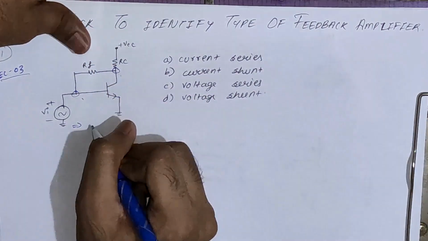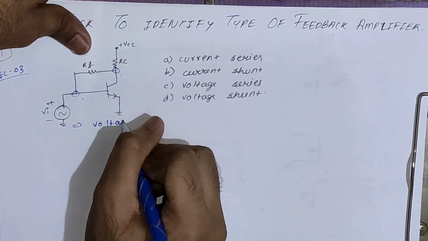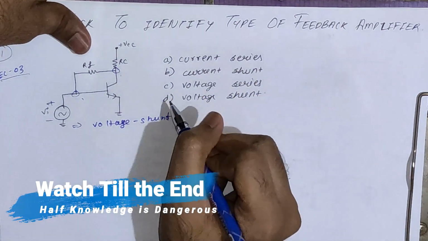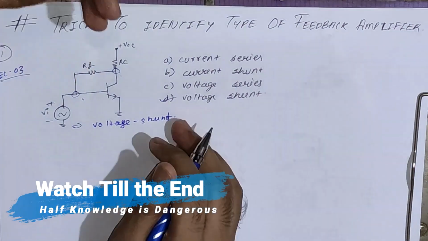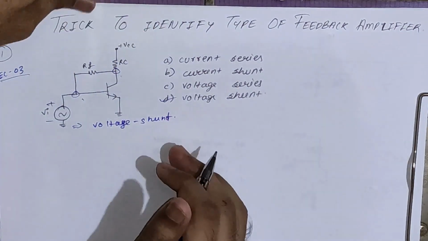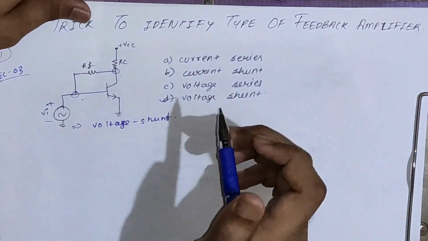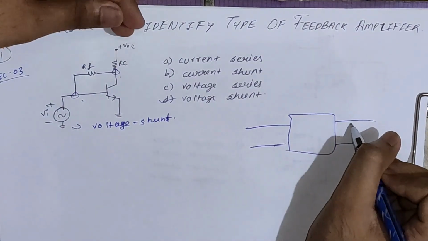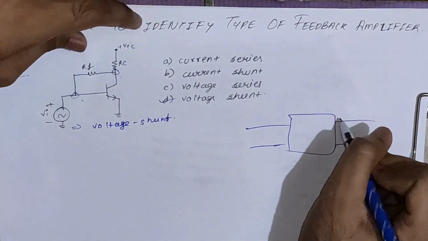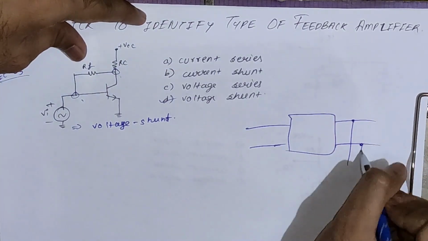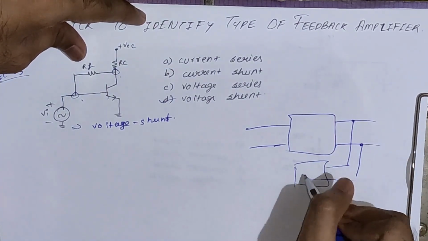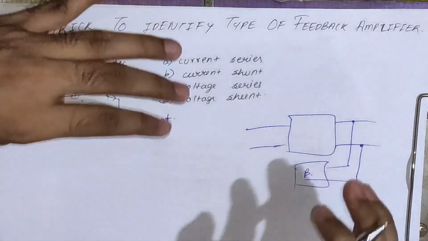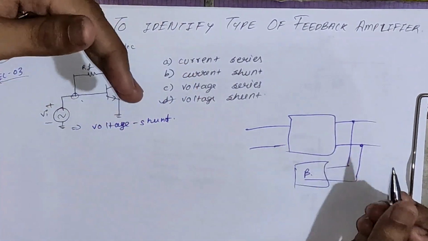So the answer is voltage shunt directly. You can see the answer will be this voltage shunt. So let's see the trick by which I solve this sum. The thing which you should know is, let's say we have one element here. If the feedback terminal and the output terminal are the same, this is our beta feedback factor. If this feedback terminal and the output terminal are the same, then you will say the sampling is voltage sampling.